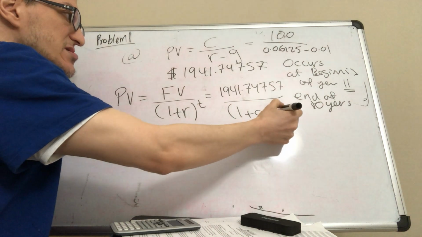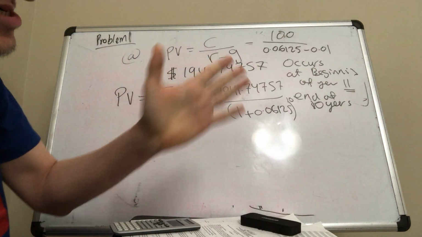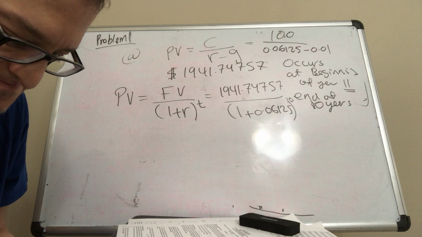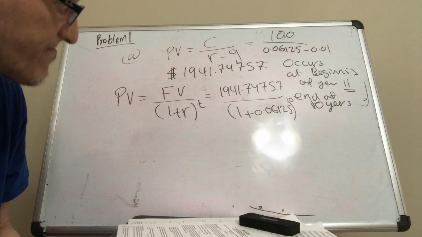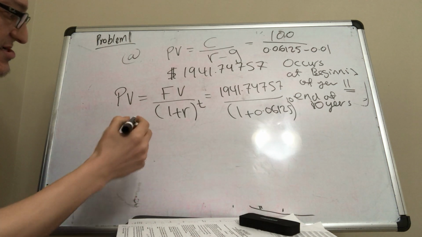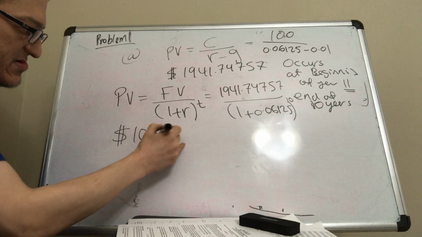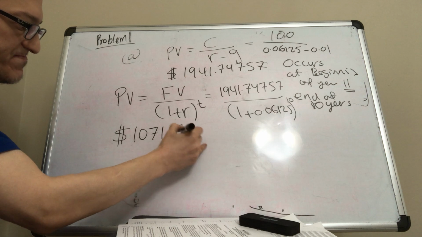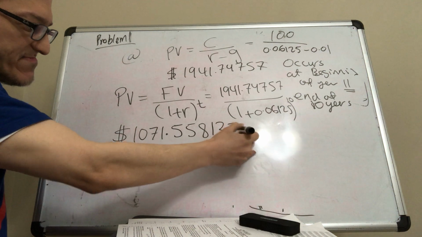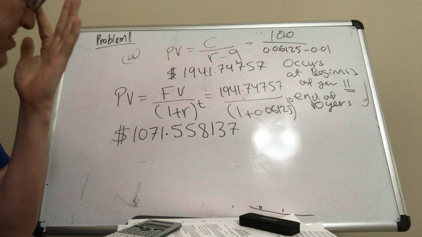R is 0.06125, and we're bringing back 10 years because it's at the end of 10 years, or the beginning of 11. So the answer for the investment, it's worth 1,071 at about 558,137, about 56 cents. This is the answer for A.